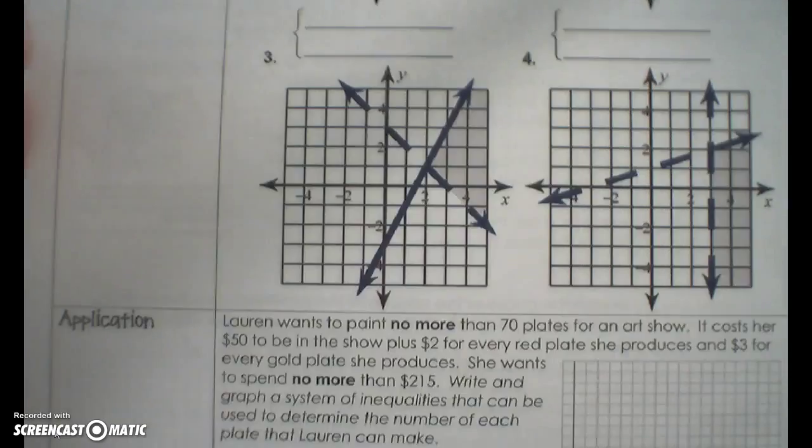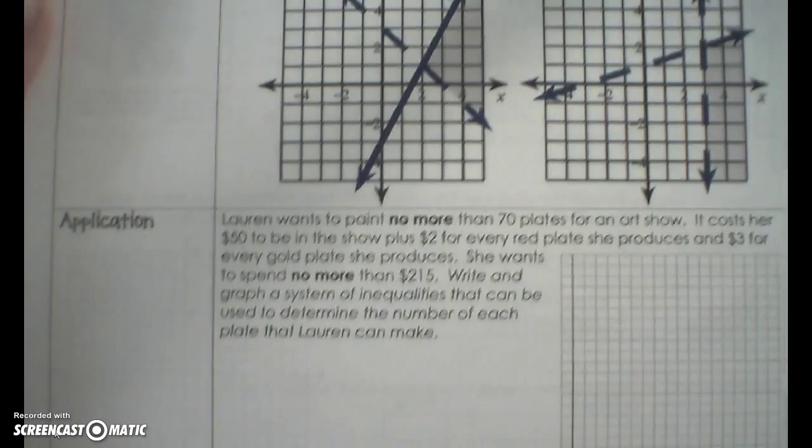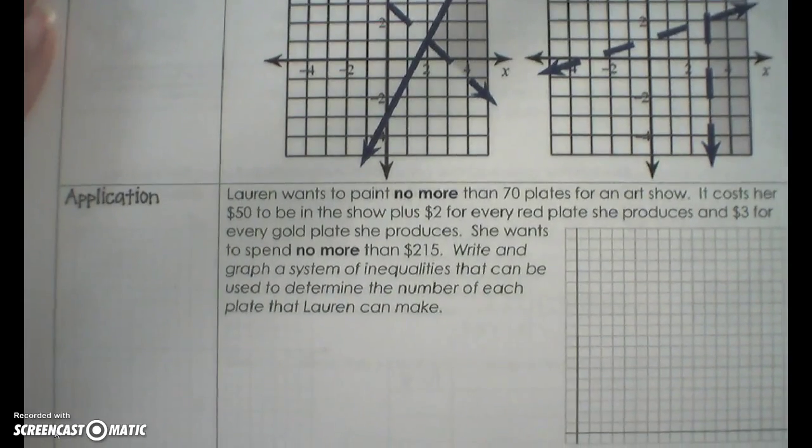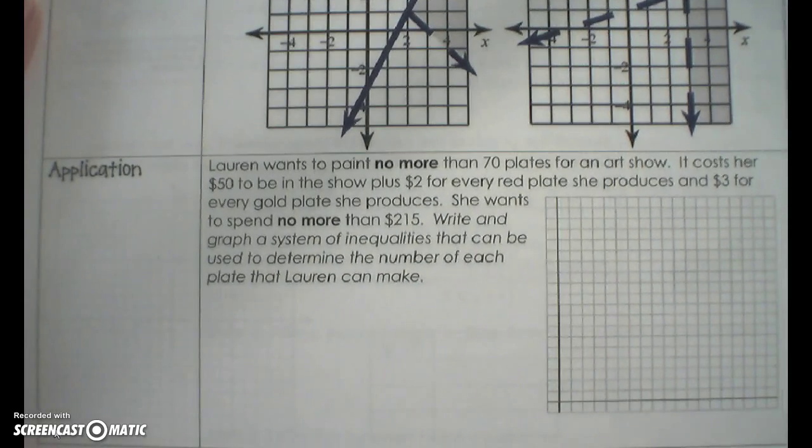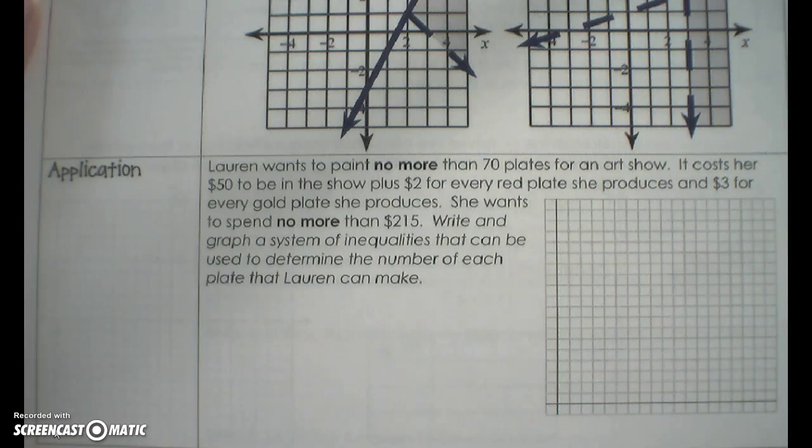All right, we're going to take a look at the last example here. Lauren wants to paint more than 70 plates for an art show. It costs her $50 to be in the show, plus $2 for every red plate and $3 for every gold plate. She wants to spend no more than $215. Let's write and graph a system.